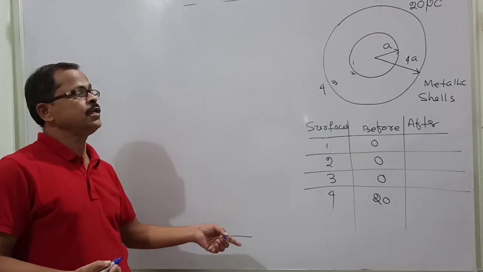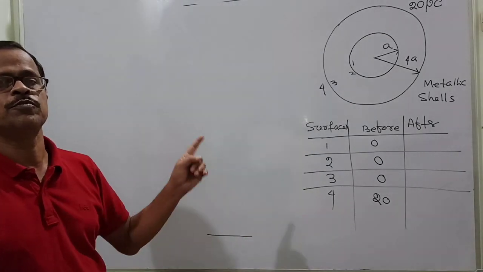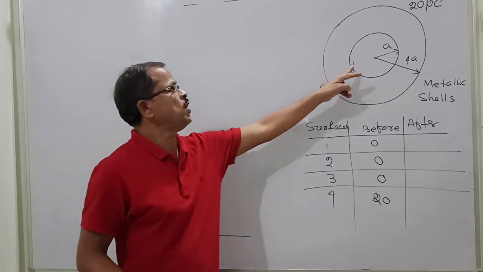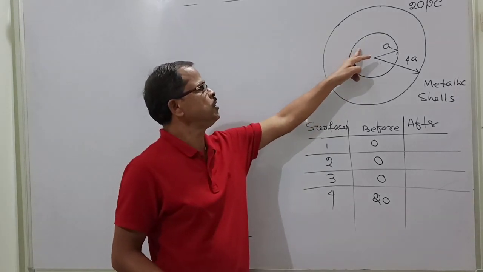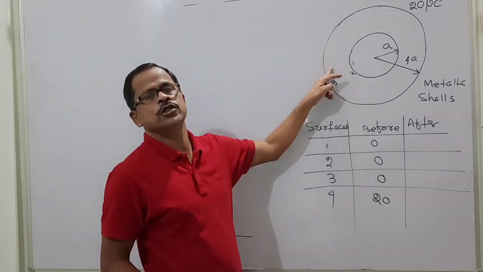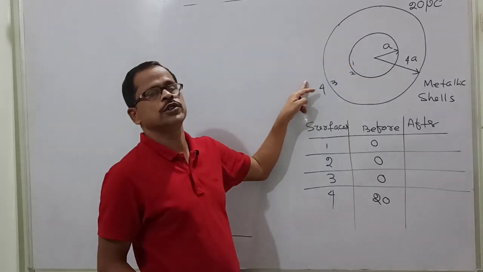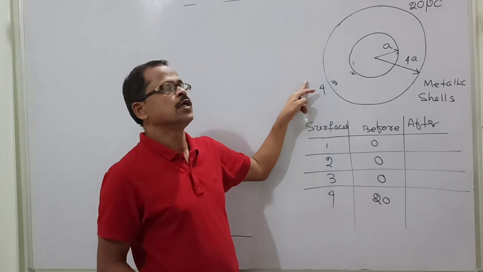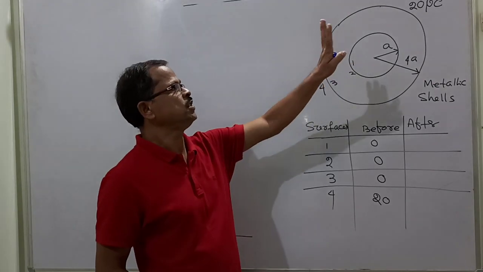Now these are the charge distributions: surfaces 1, 2, 3, 4. Surface 1 is the inner surface of the inner sphere, 2 is the outer surface of the inner sphere, 3 is the inner surface of the outer sphere, and 4 is the outer surface of the outer sphere. So this is all about the charges.